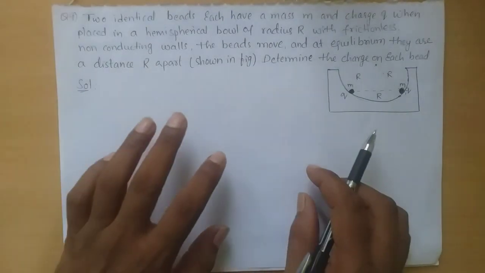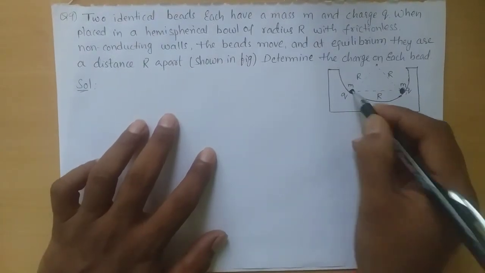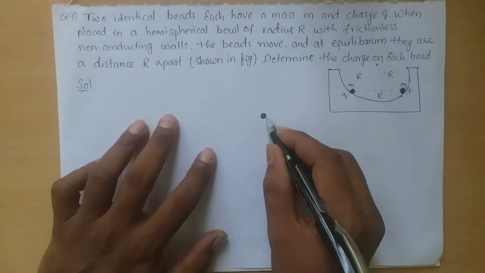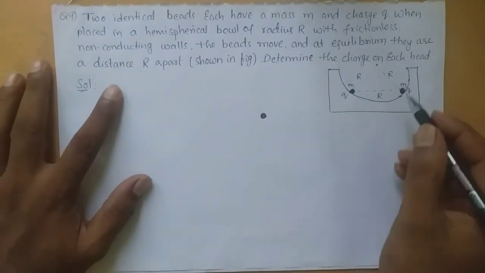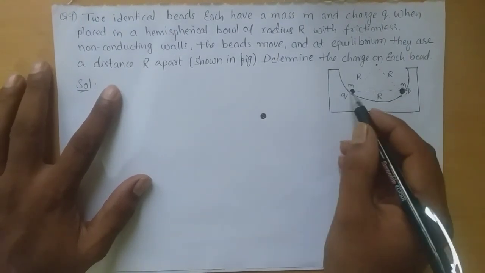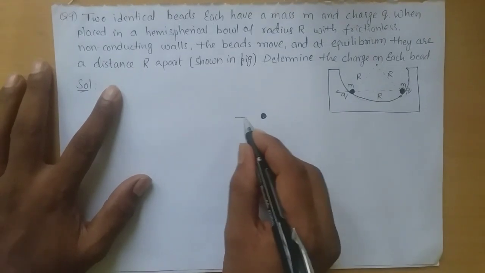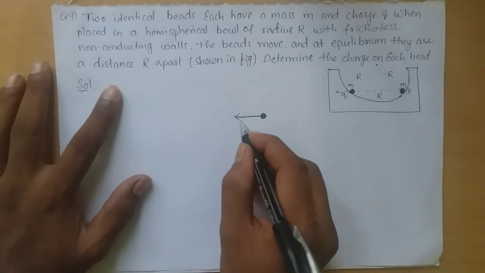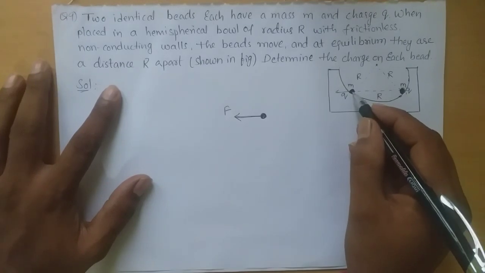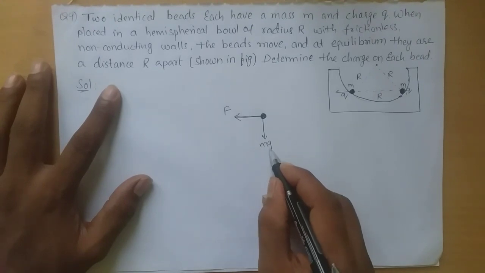So whenever these two are in equilibrium, we have to find the forces acting on them. Easy way I will tell you: first, I am considering the first bead. Both have the same charge, so this one exerts a force on this one, and repulsion takes place, because both have the same charge. So the force acting on this one is in this direction, F. And the weight of the bead is in the vertically downward direction, mg.